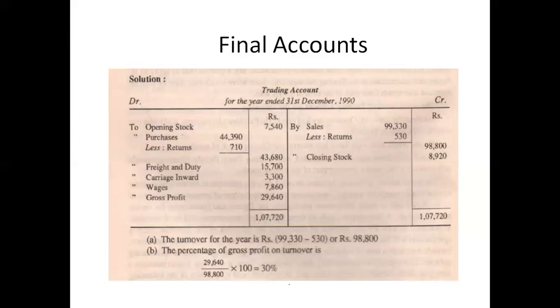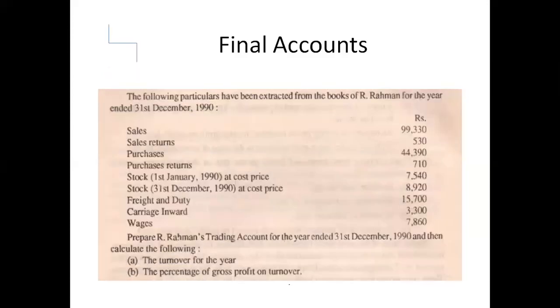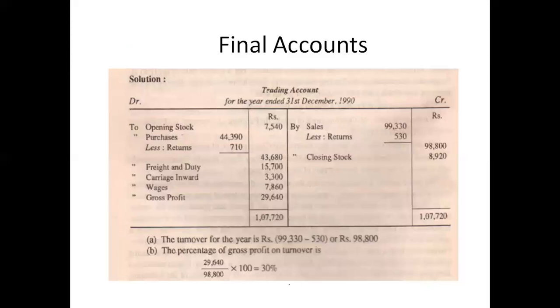So purchases less returns is 44,390 minus 710, that is 43,680. Now freight and duty, as was said previously, if it is directly related to the production, along with things like carriage inwards, we should include it in the gross profit account. So we have freight and duty as 15,700 and carriage inwards is 3,300. So that has been included in the debit side as expenses, 15,700 and 3,300.